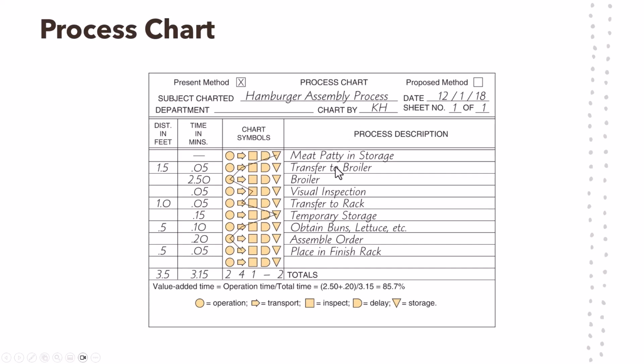So this is an example of making hamburgers, a hamburger assembly process. Remember we spoke about the circle and the arrows and the square. What this is saying is, to prepare the hamburger in the McDonald's, you take the meat out of the patty storage and transfer it to the broiler. Then visual inspection, transfer to a rack, temporary storage. You get the buns, the lettuce, etc. You assemble to order and place it on the finished rack.